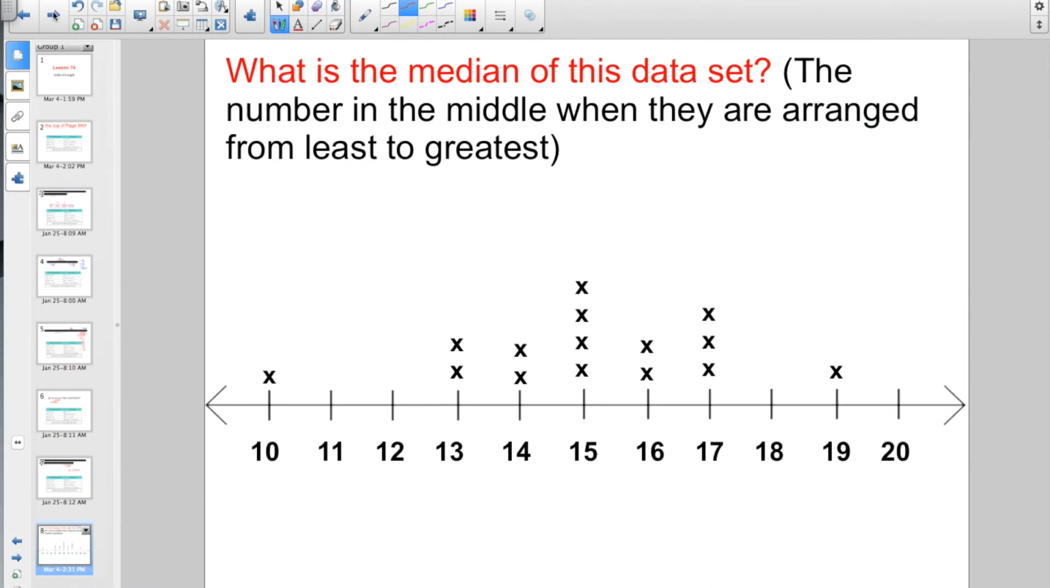So now for something a little bit different, they're going to review median, mode, and range with you again. I see some people still kind of struggling with some of these words, so let's run through them real quick again. Median, that's the number in the middle of your data set when they are arranged from least to greatest.